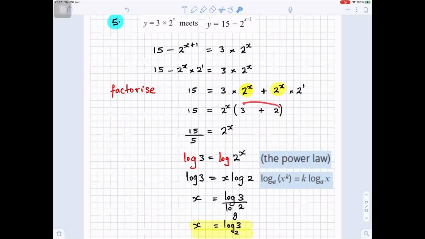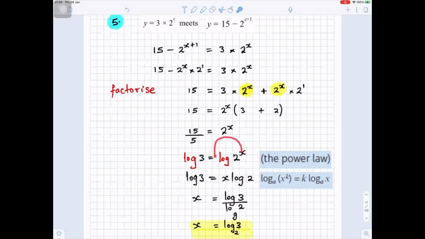It's times 5 now. We take the times 5 to the left, it becomes divide by 5. 15 divided by 5 is 3. And 2^x is left on the right. To solve this, we have to take logs. We put log in front on the left and put log on the right. So log 3 equals x log 2.